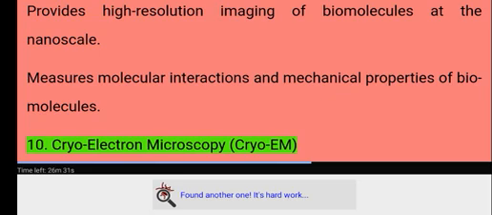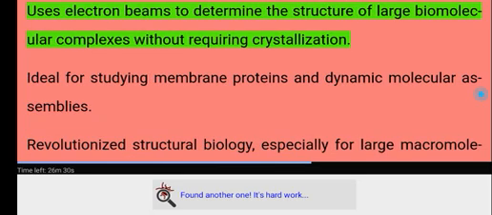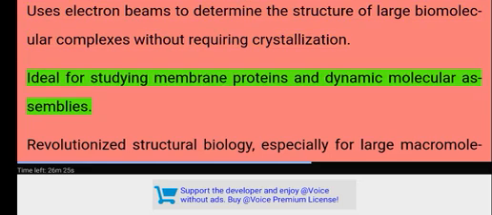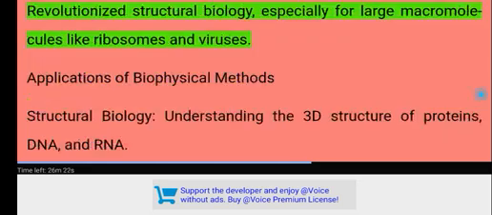10. Cryo-electron microscopy, cryo-EM. Uses electron beams to determine the structure of large biomolecular complexes without requiring crystallization. Ideal for studying membrane proteins and dynamic molecular assemblies. Revolutionized structural biology, especially for large macromolecules like ribosomes and viruses.